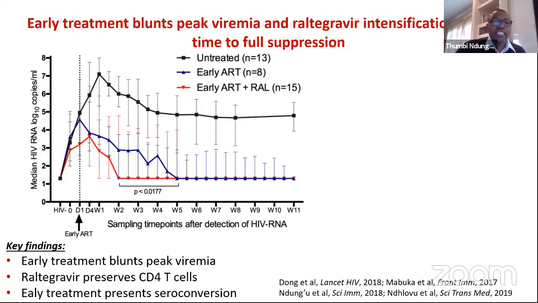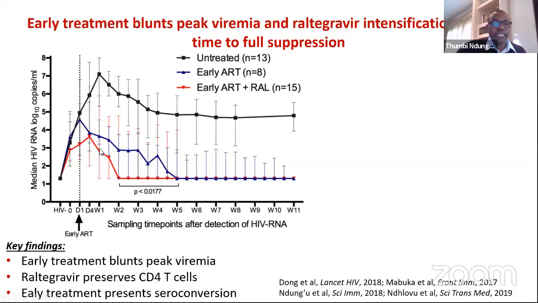You can see that the first 14 women here, shown in the black line, were not treated with antiretroviral therapy immediately, because at that time we were following the South African guidelines for treatment of HIV infection, and treatment was only initiated when CD4 cell counts fell below 350. But for the women represented in the blue and red lines here, we started antiretroviral therapy immediately.